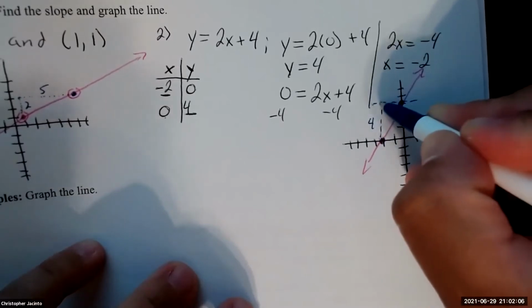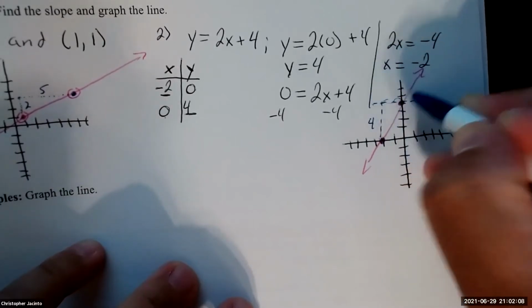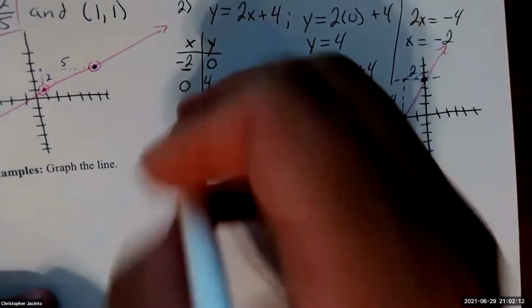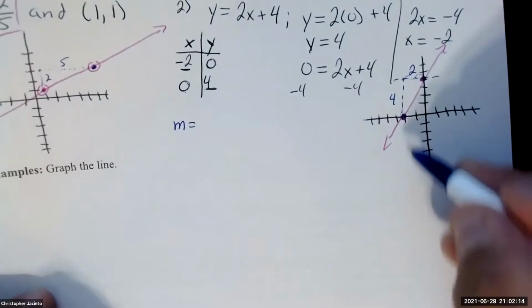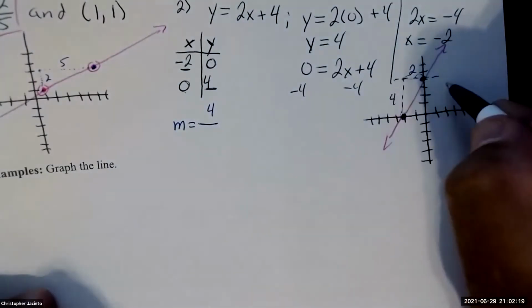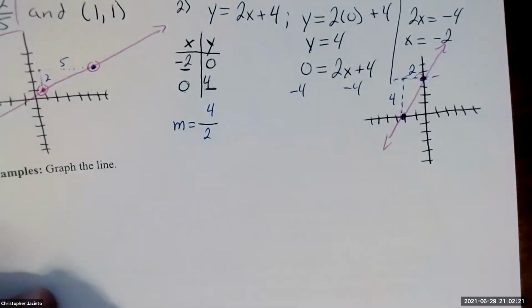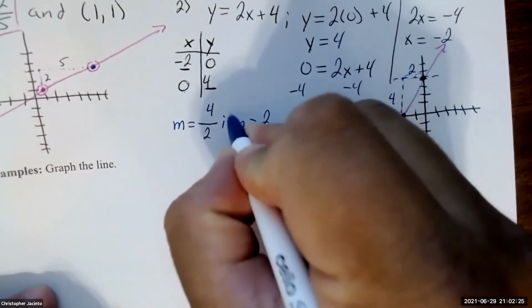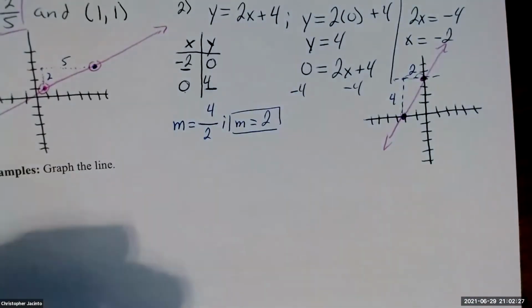And how many units across? 1, 2. 2 units there. So my slope is how high I go up, so that's 4, and how much I went to the right, which is a 2. Or simplified, just 2. And there you go.